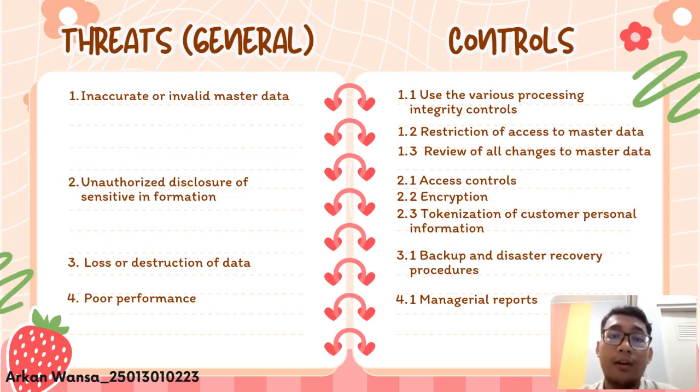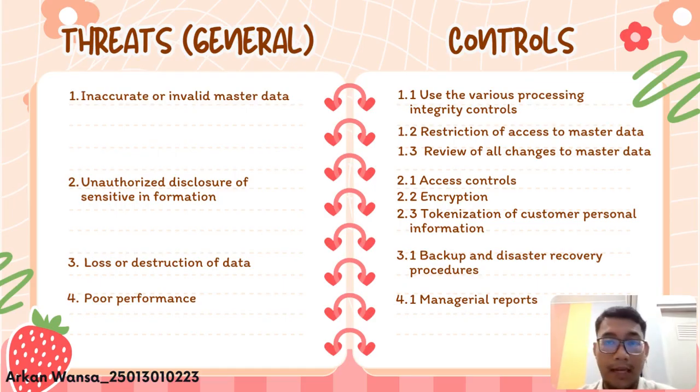The next control, 1.2, is restriction of access to master data. It is important to use the authentication and authorization controls discussed in chapter 11 to restrict access to that data and configure the system so that only authorized employees can make changes to master data. The next control, 1.3, is review of all changes to master data. This is to regularly produce a report of all changes to master data and then review them to verify that the database remains accurate.